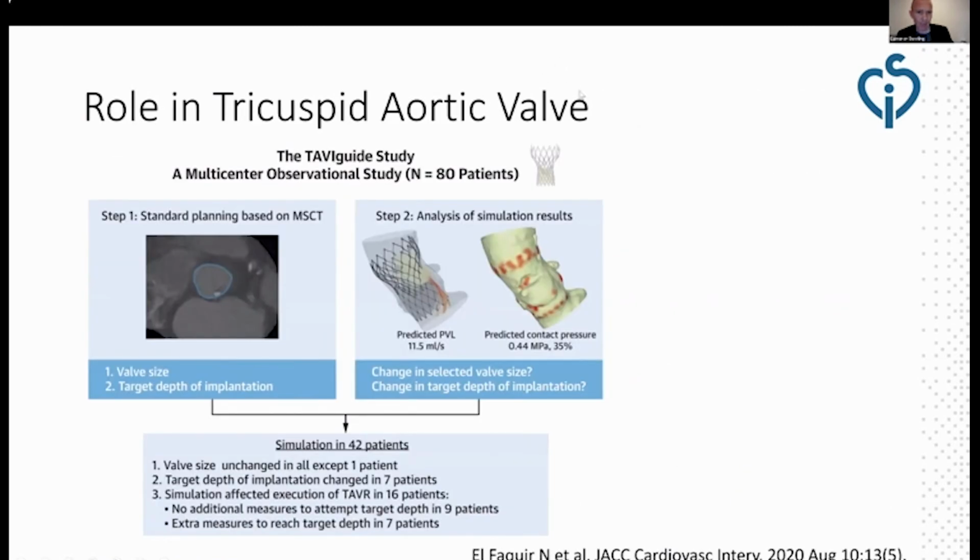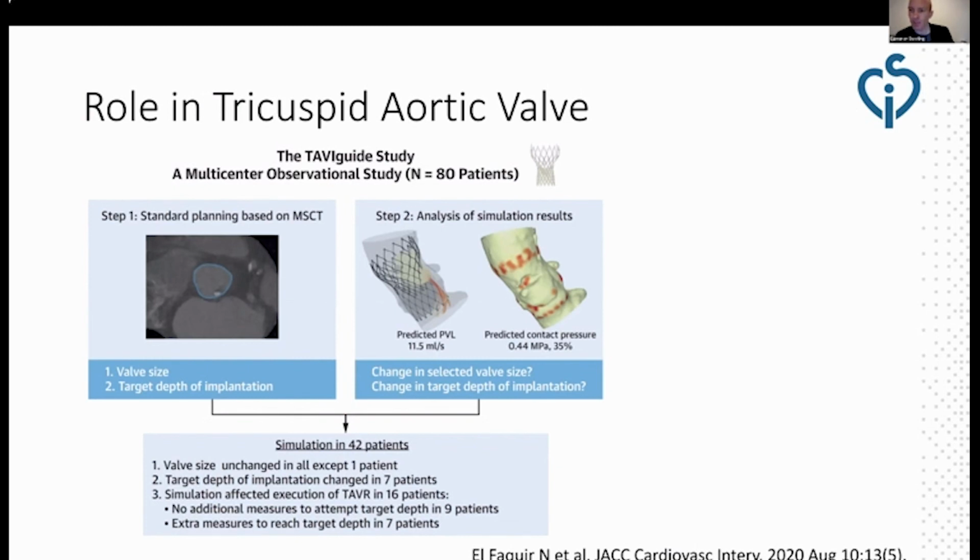Finally, the TAVI guide study has been recently presented by Nahid Al-Fakir, who was involved in this project, which was looking at the role of the computer simulation in 42 patients to see what the adjunctive role was. We found that in around 38% of patients, it changed the procedural strategy. That wasn't done by a change in valve size. These were all tricuspid patients, so only 1 patient had their valve size changed, but rather it was through a change in implantation depth, either to minimize conduction disturbance or to minimize paravalvular regurgitation.